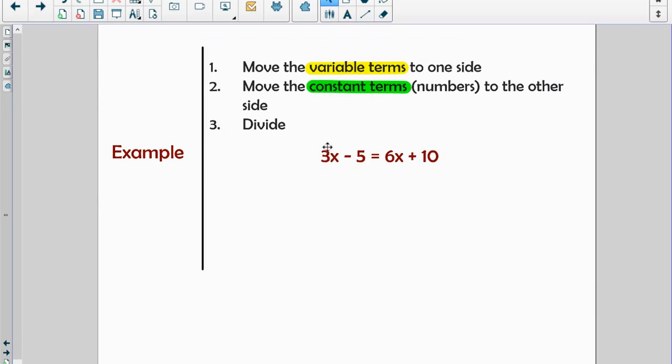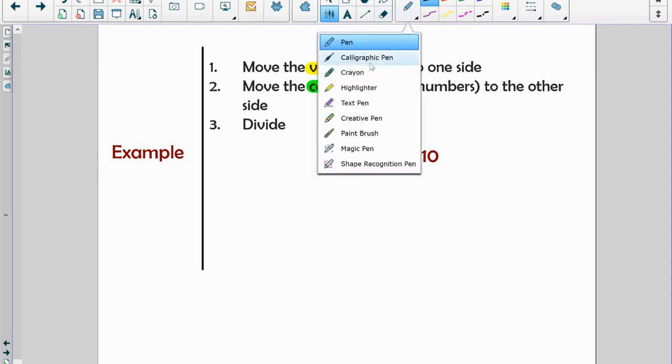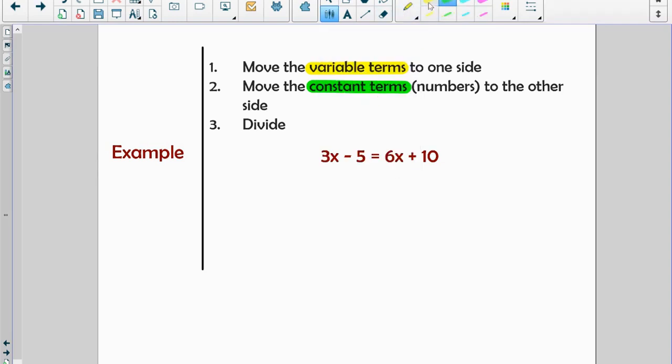Notice on the left-hand side, there is a term with a variable. On the right-hand side, there's another term with that same variable. There's a 3x on the left, and there's 6x on the right side of the equal sign. That makes this two-sided. The numbers, -5 and +10, are what we call constant terms. They're constant because they don't change. Variables are the ones that can change based on the value of x.